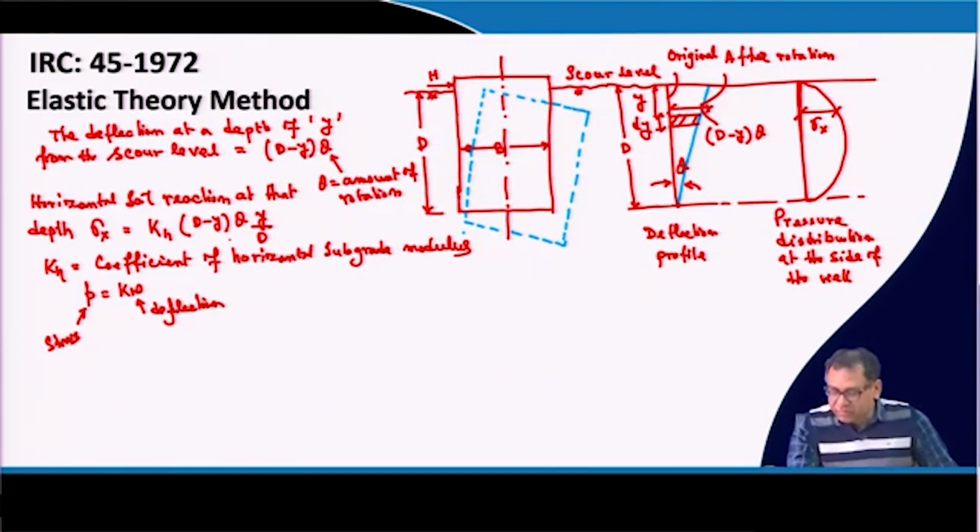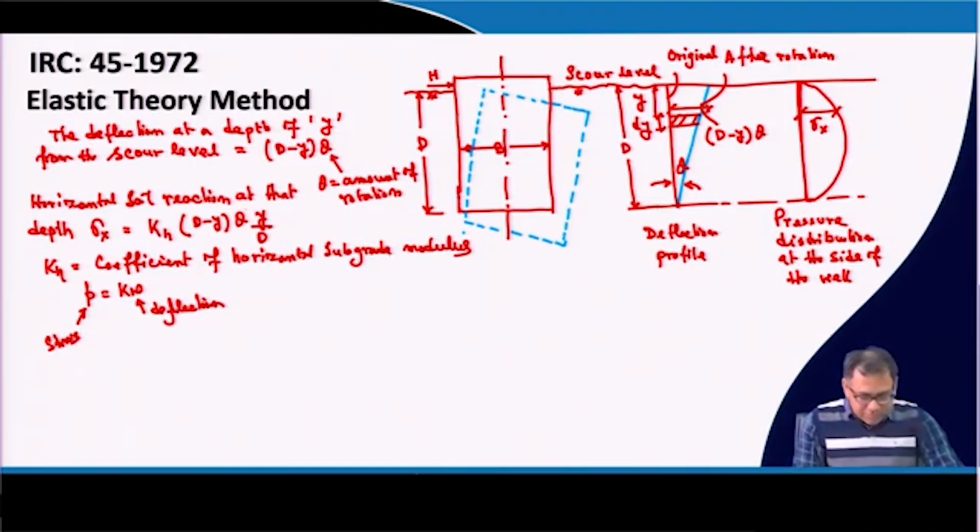But here the stress distribution is assumed like this: at the top it will be 0 and at the bottom also it will be 0. So, that is why this term y divided by d is added. If y is equal to 0, then the stress will be 0, and if y is equal to d, then also stress will be 0. So, this is the distribution that is assumed, and that is why this term is introduced.